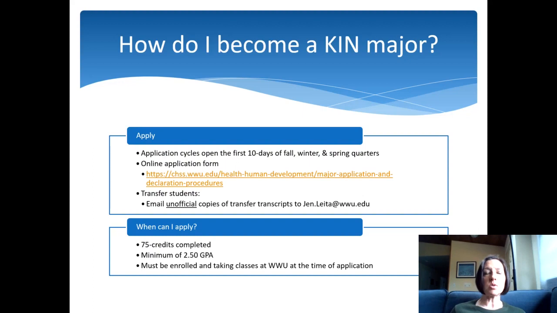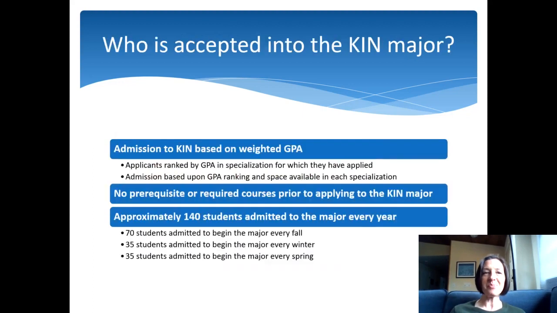There's no required classes students have to complete before they can apply for admission to the major. Instead, students are eligible to apply for admission once they have completed at least 75 total quarterly college credits. So that is including credits completed at Western, as well as any transfer or Running Start credits that you bring with you. Students do have to have a minimum GPA of 2.5 or higher in order to apply for admission to the major, and they have to be enrolled in at least one class at Western in the quarter in which they are applying.